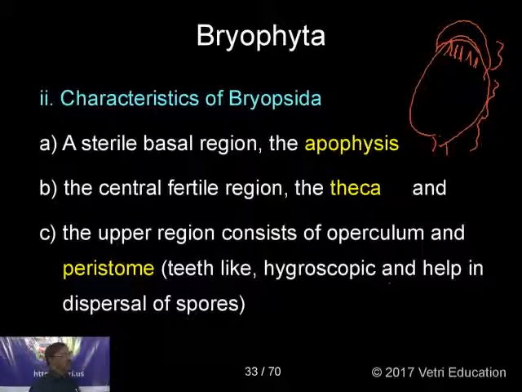The basal region is sterile, because sterile means there is no development of spores, and only in the fertile region in the center can you find the development of sporangia. So, the fertile region is called the theca, and the upper region consists of the operculum and peristome. These hygroscopic teeth-like structures help in the dispersal of the spores, because when the sporangium matures the lid may be removed and the peristome teeth come up and help the plant disperse the spores in an instalment way, not at the same time, but at different places.